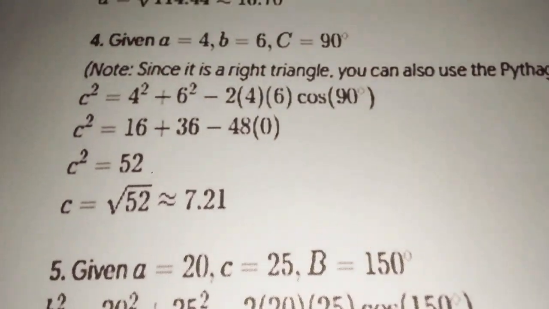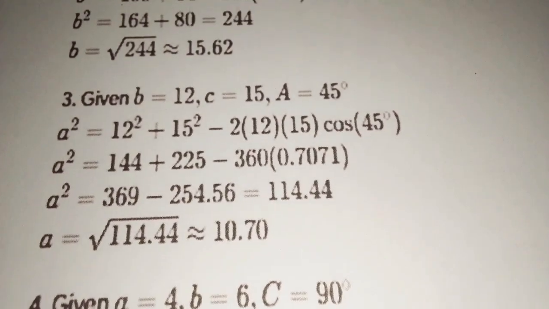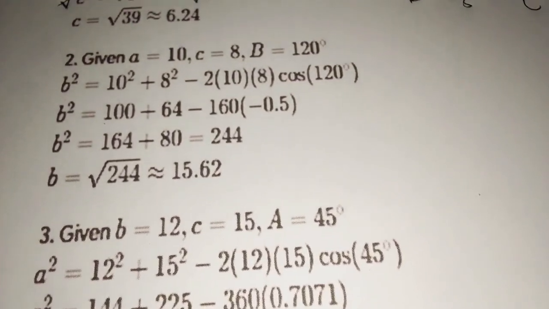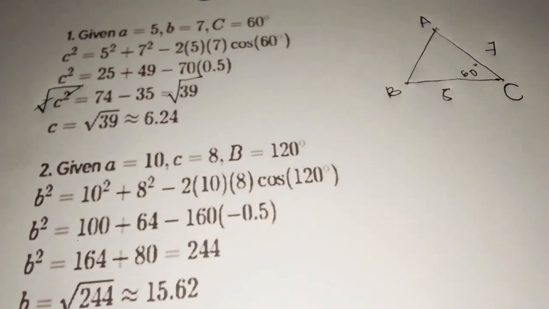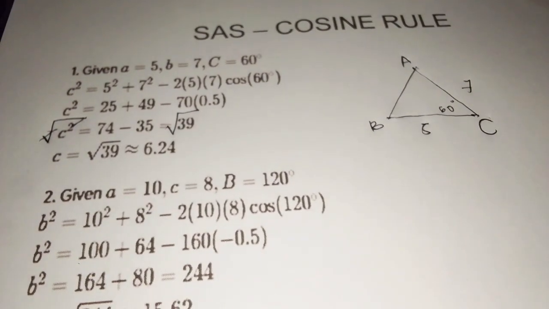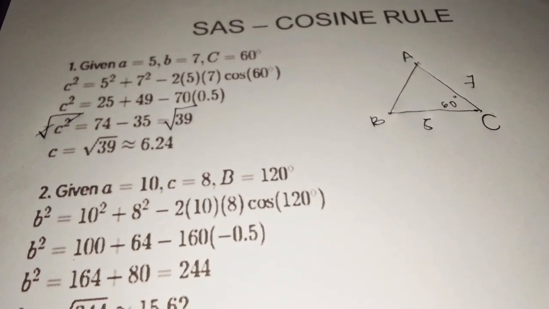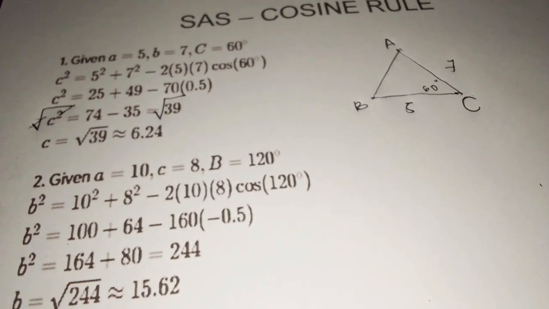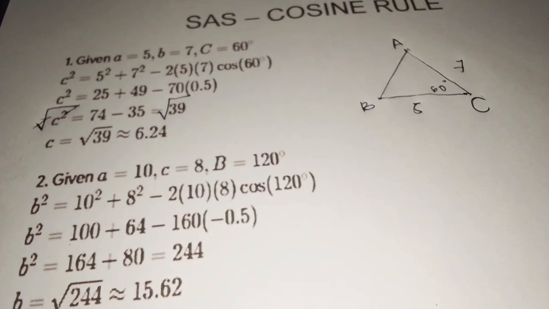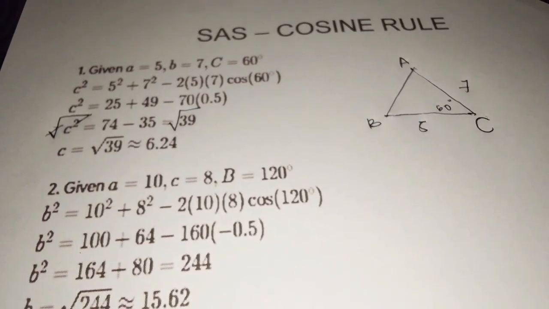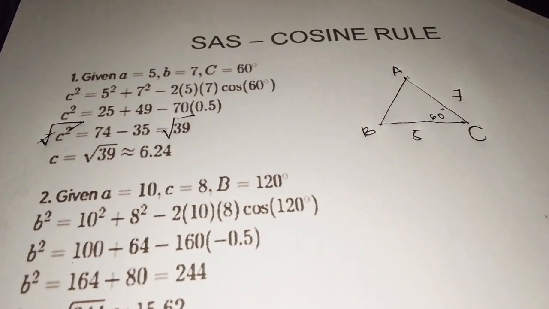Hope you understand the video for this day. So this is all about the side-angle-side cosine rule. We have an included angle and two sides given prior, and this is covered in the cosine rule. Thank you guys.